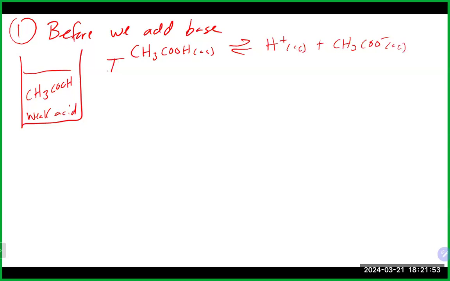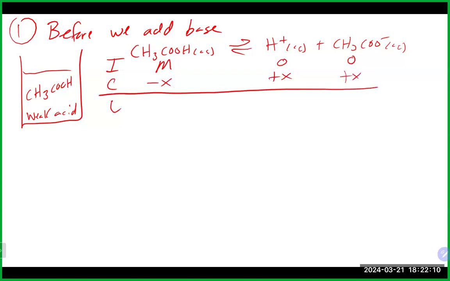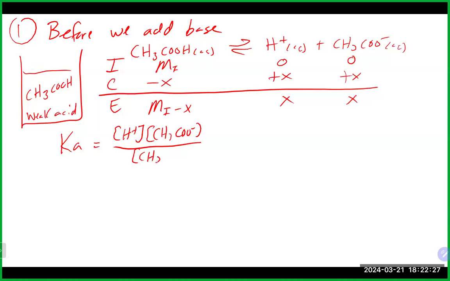We are going to initially do this table in molarity because we haven't added anything at this point. So all we have sitting there is our weak acid. So this is going to be a molarity table. These are going to be zeros and our x's: minus x, plus x, plus x. At equilibrium, initial concentration minus x, x and x. This goes into our Ka expression, which is our products over our reactants, and it equals the Ka value of 1.8 times 10 to the minus 5, perhaps, for acetic acid.